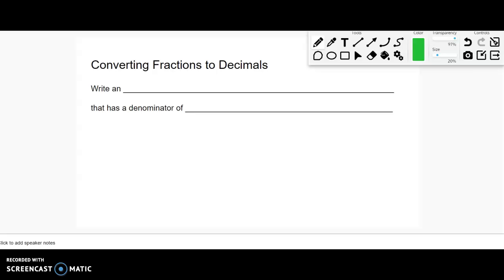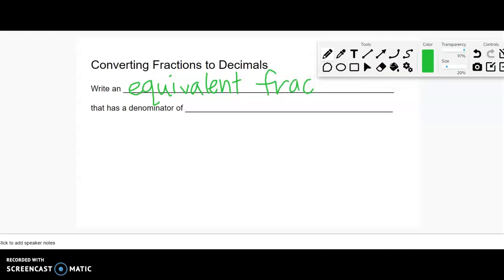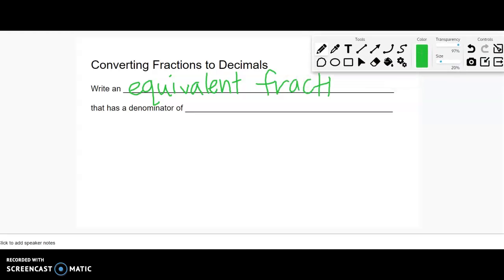All right, we're doing some more converting fractions to decimals in this lesson. They're just ones that don't start with a denominator of 10, 100, or 1,000, so we have to rewrite it and make one. What we have to do is write an equivalent fraction that has a denominator of 10, 100, or 1,000.